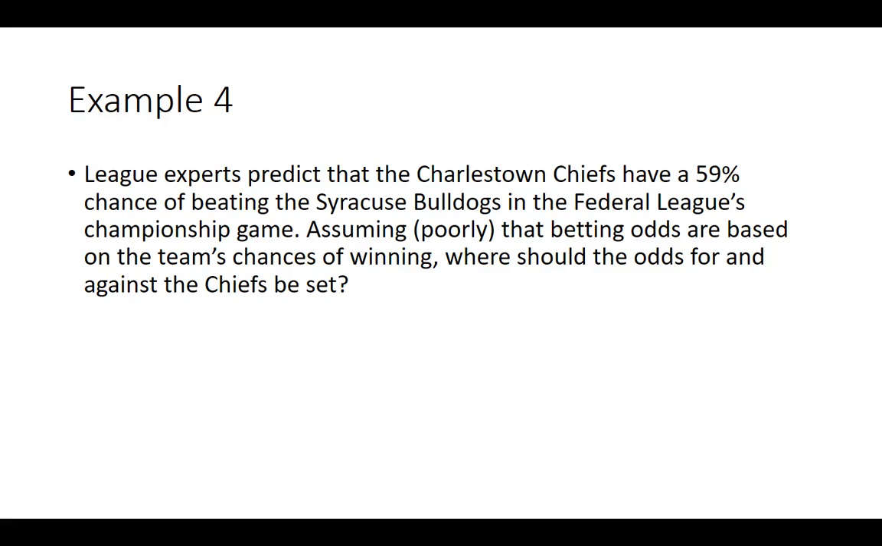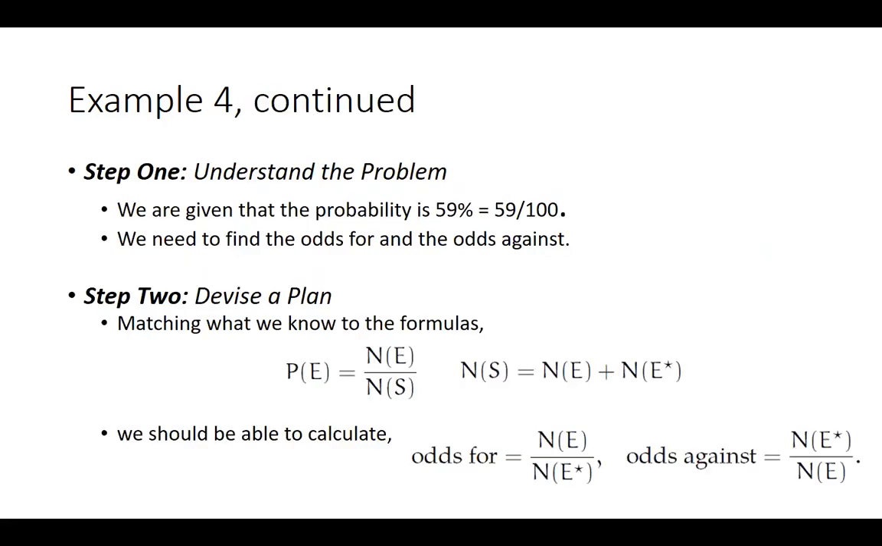Our 4-step problem-solving process. Step 1, understand the problem. We're given that the probability is 59%. That would be 59 out of 100. That's just the definition of a percentage. We need to find the odds for and the odds against. So let's devise a plan.